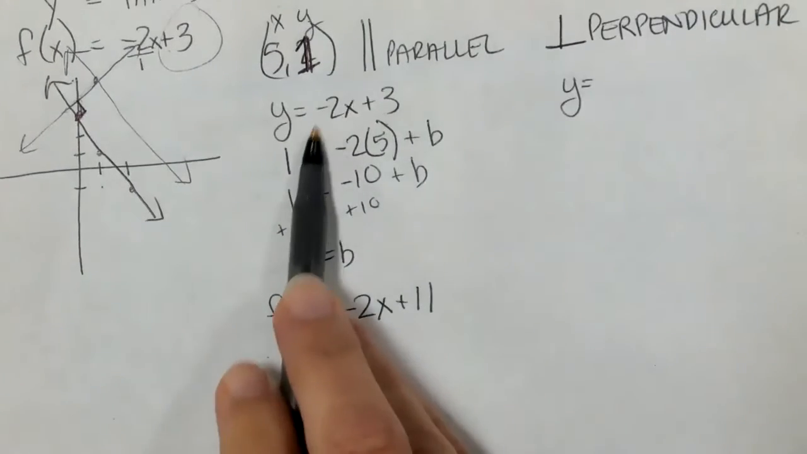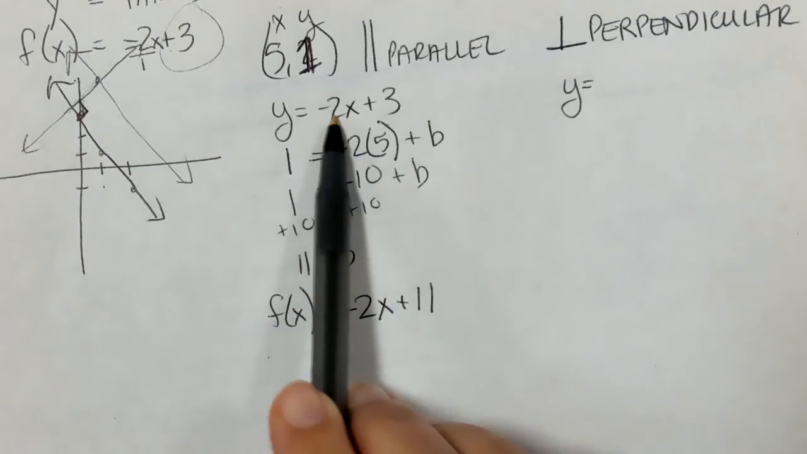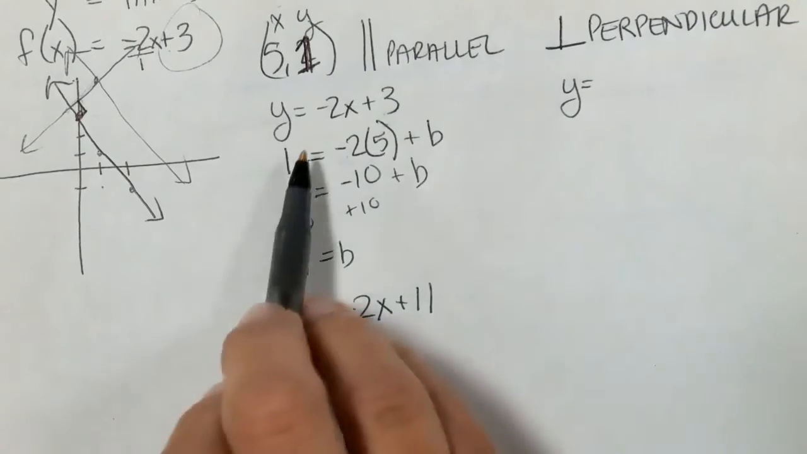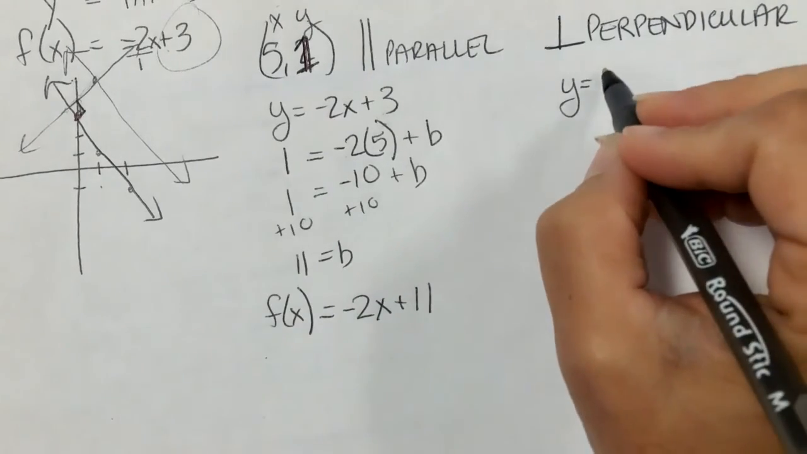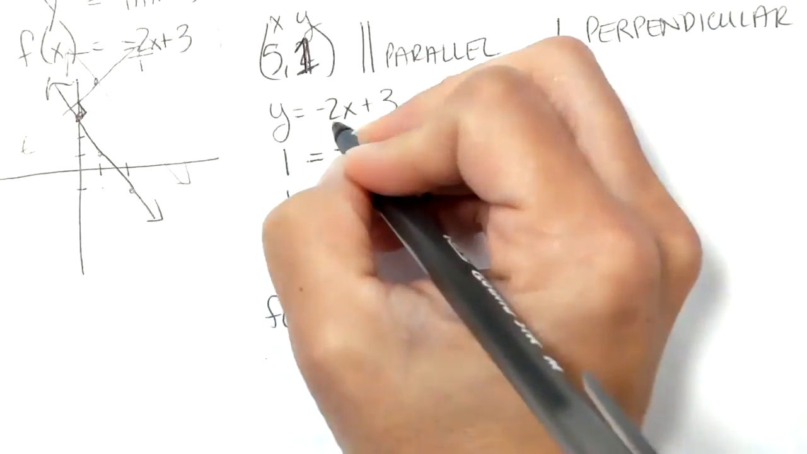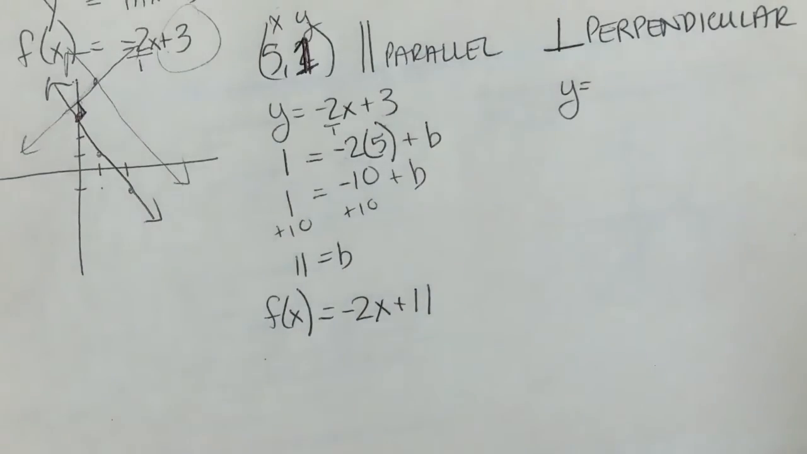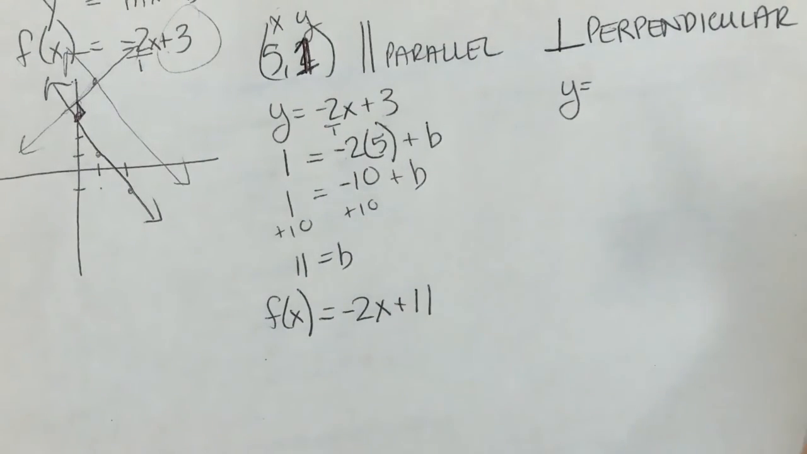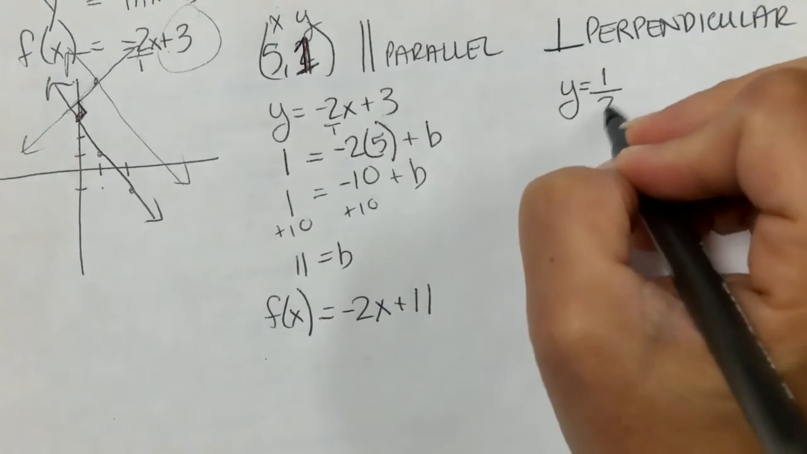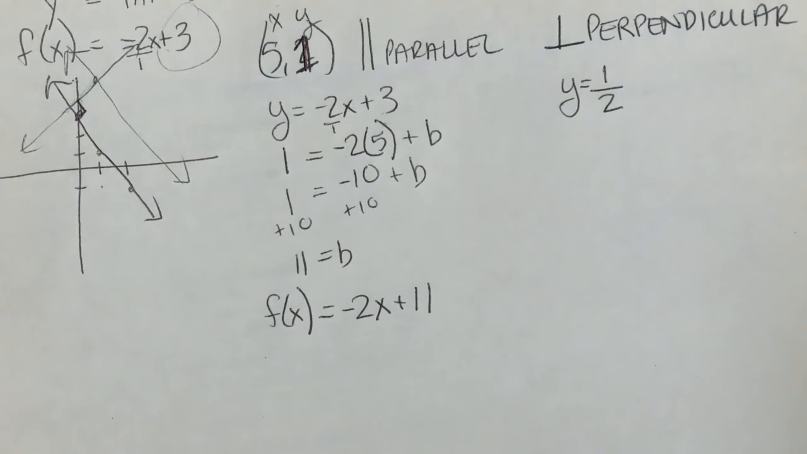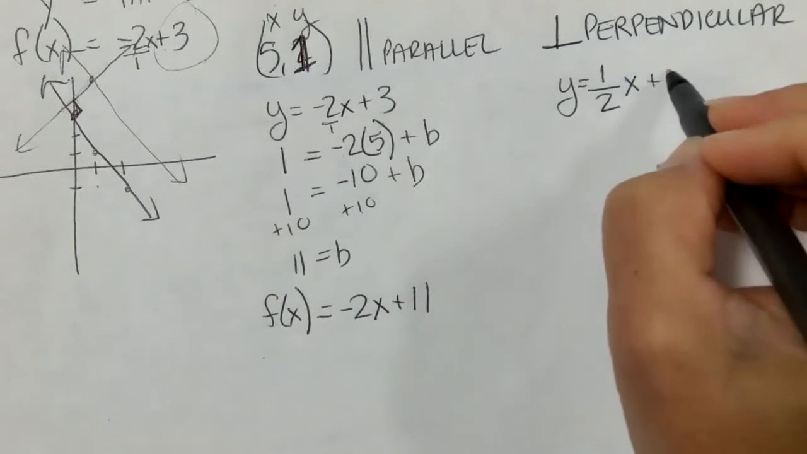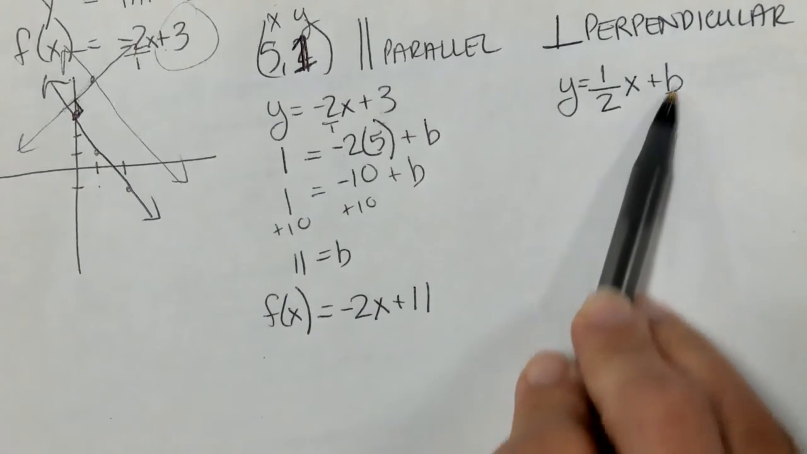To get a perpendicular slope, you take the negative reciprocal. So you're going to switch the slope. So instead of it being negative 2, it's negative 2 over 1, right? So now we're going to switch these two numbers and change the sign. Since it's already negative, it's going to become positive. So now our slope is going to be 1 over 2 x plus, we don't know, because we don't know the b.